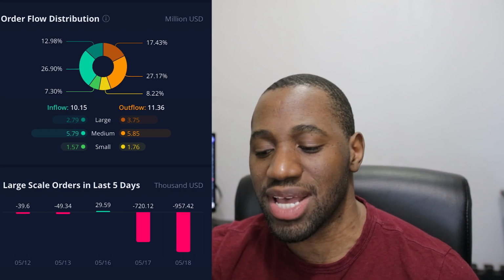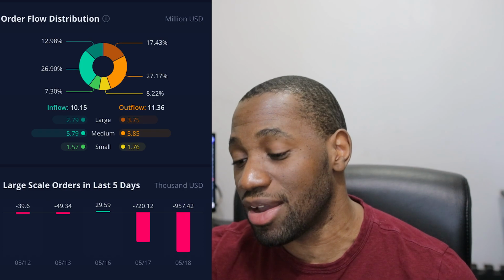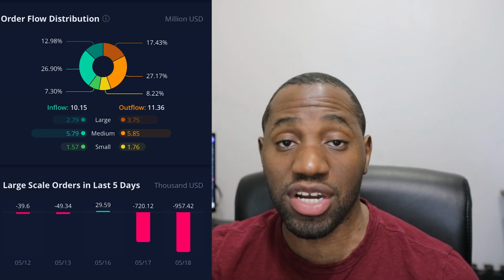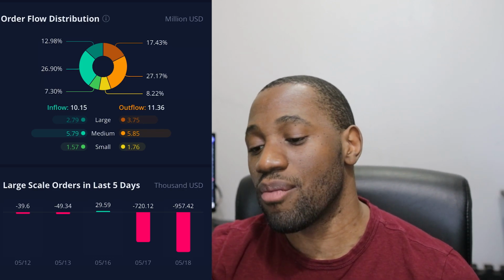Analyzing the numbers even further for the small scale orders, that tends to represent the retail side, you could see that we had more selling than we had buying. And then when we take a look at what happened on the medium, we had more selling than we had buying. And then when we take a look at the large, it represents whales, institutions, and funds, we had more selling than we had buying.